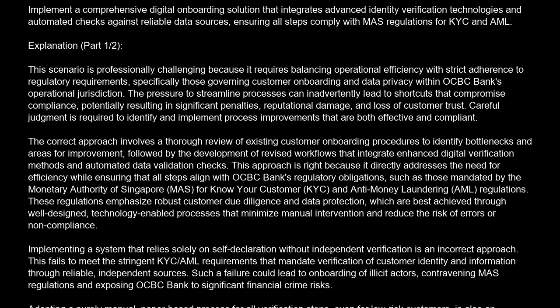Implementing a system that relies solely on self-declaration without independent verification is an incorrect approach. This fails to meet the stringent KYC/AML requirements that mandate verification of customer identity and information through reliable, independent sources. Such a failure could lead to onboarding of illicit actors, contravening MAS regulations, and exposing OCBC to significant financial crime risks.